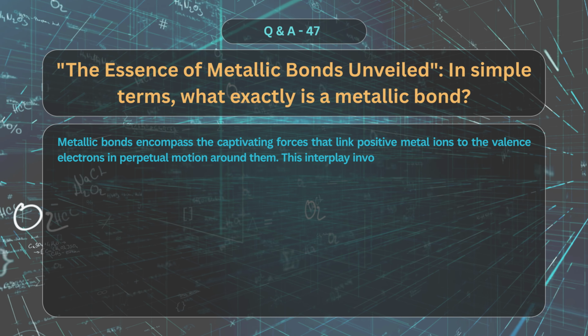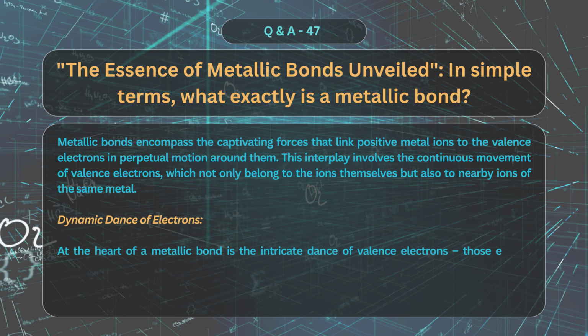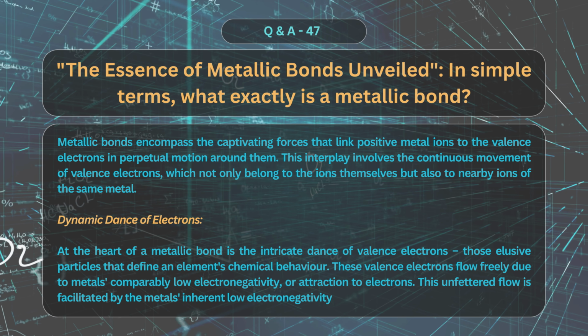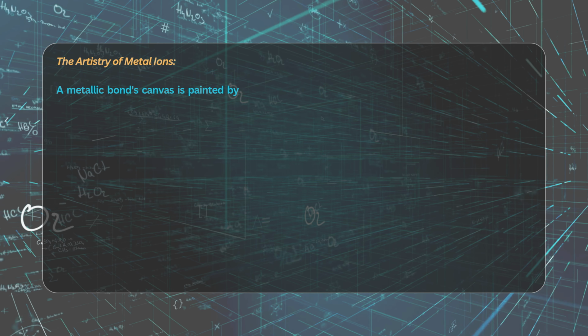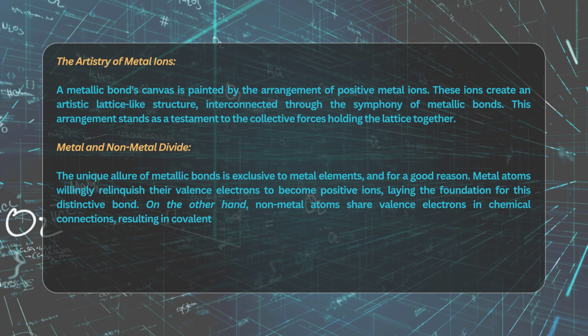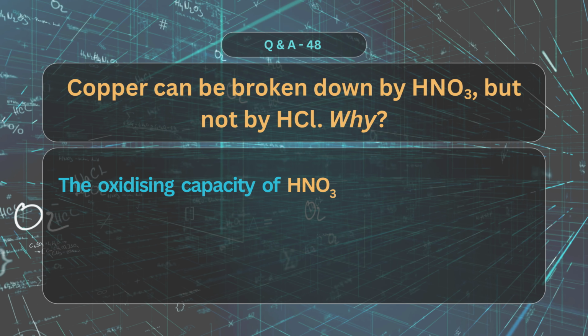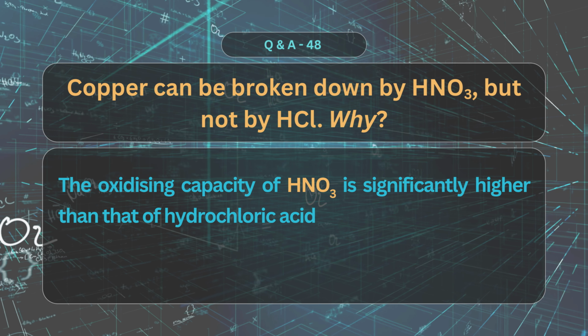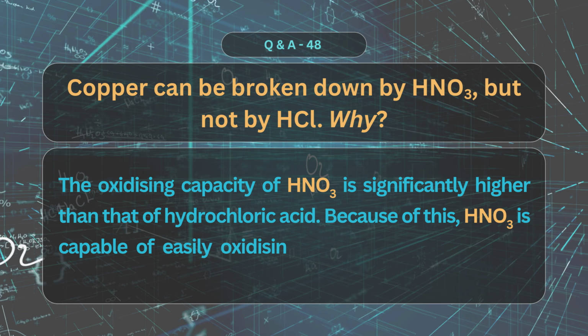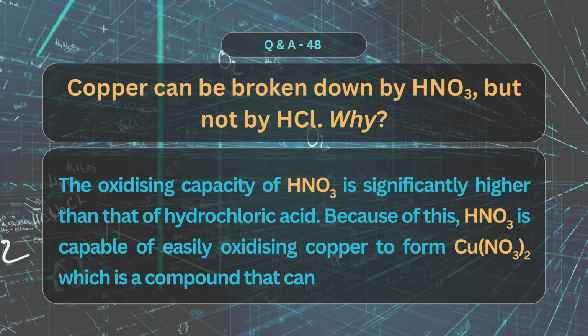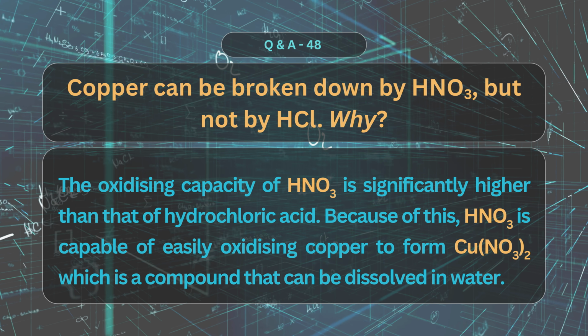Theory time. What is metallic bonding? If you can explain the sea of electrons, you're ready for IB and AP chemistry. A brilliant redox puzzle. Copper reacts with HNO3, but it refuses to react with HCl. Can you explain why? IIT JEE expects you to.